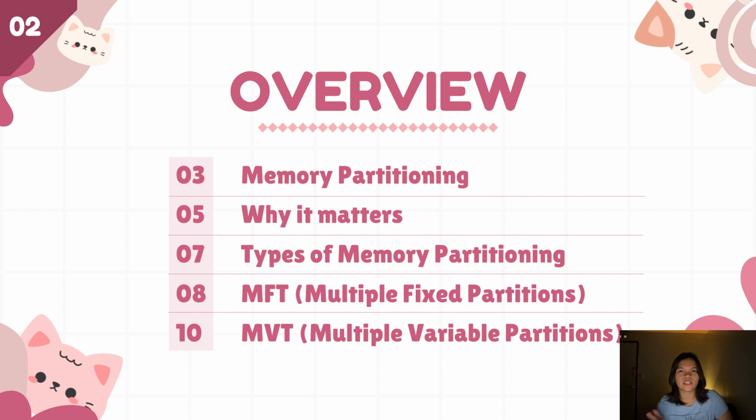So, we'll start by defining what memory partitioning is, and then we'll talk about why it matters. After that, we'll explore the different types of memory partitioning, which are MVT or variable partitioning and MFT or fixed size partitioning. By the end of the lesson, you'll understand how these methods impact system performance and resource management.